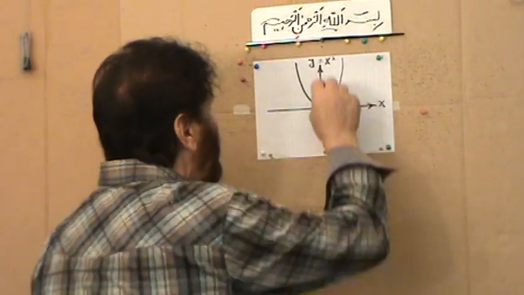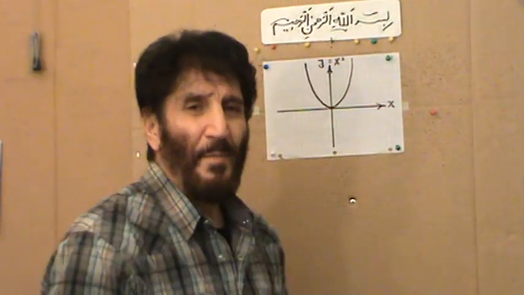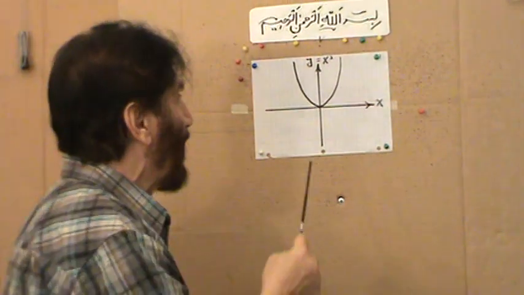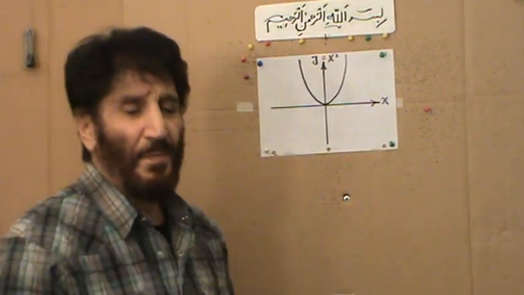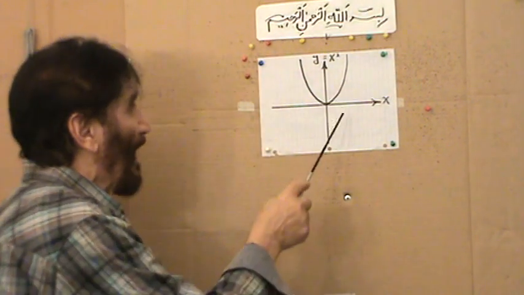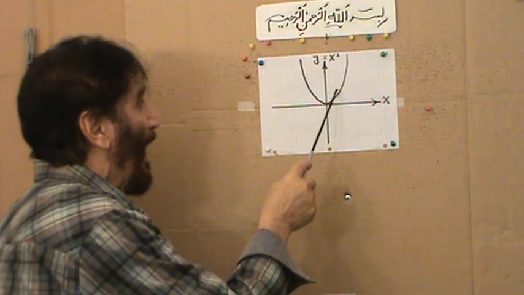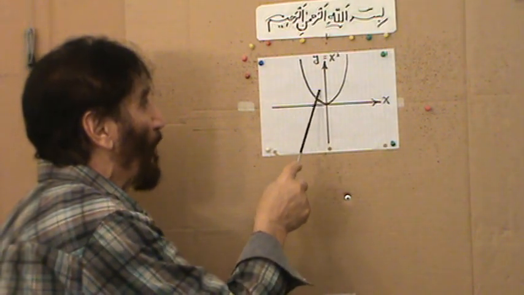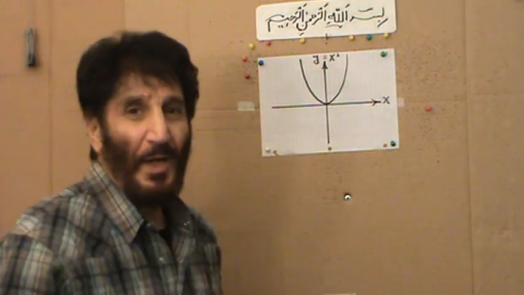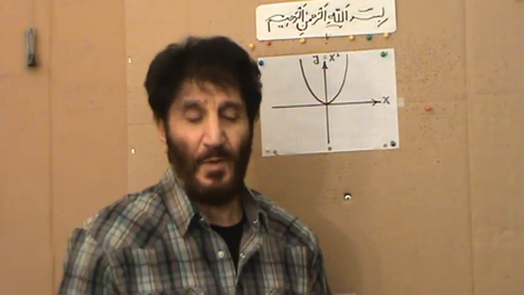Now, we are all familiar with the geometrical graph of this polynomial. This is a 2-to-1 function. For instance, when x is 4 and x is minus 4, they both have the same value of what? Of 16. So we call it a 2-to-1 function.